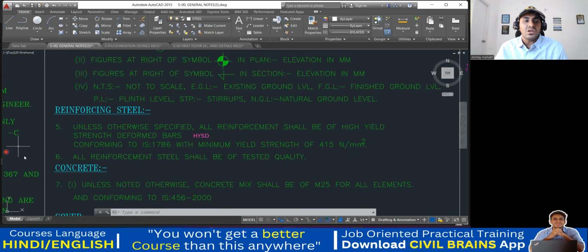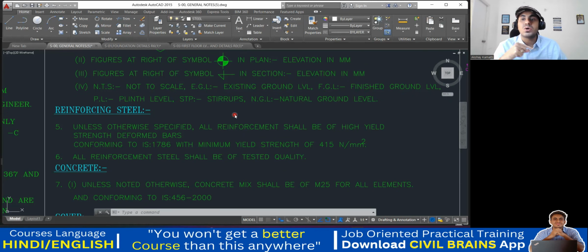All reinforcement steel shall be of tested quality. That means whenever you bring all this rebar to the construction site, we will not directly use it for the construction. I told you there will be an engineer called the quality control engineer. Once the entire lorry or a ton of that steel comes to your site, you'll be taking it to the testing lab where we'll do the testing of that particular rebar. Suppose I had brought Fe 500, I'll test whether that particular rebar has a yield strength of 500 Newton per mm square or not.